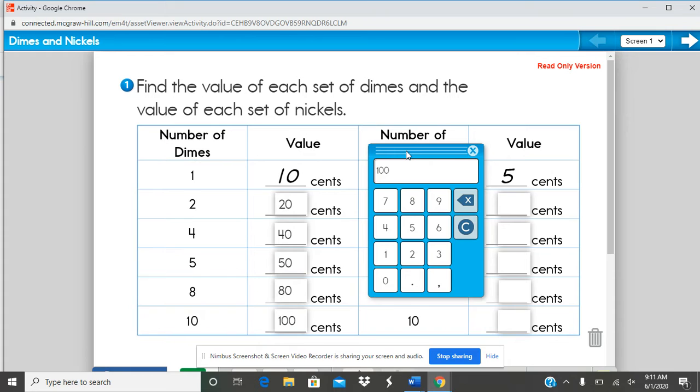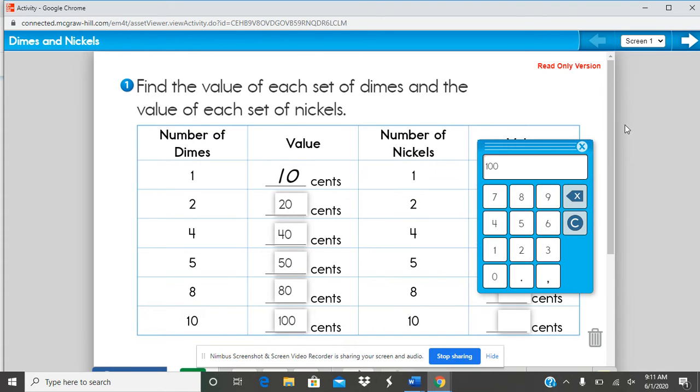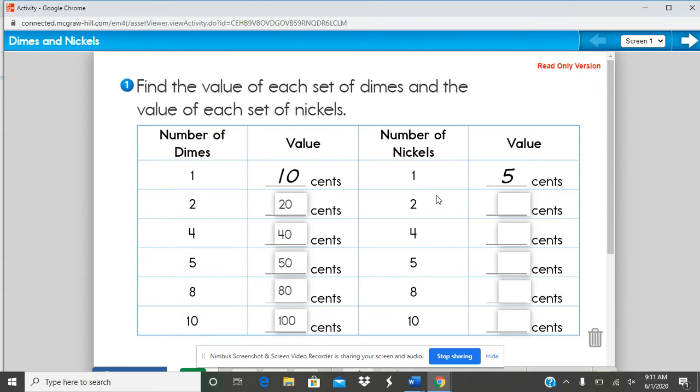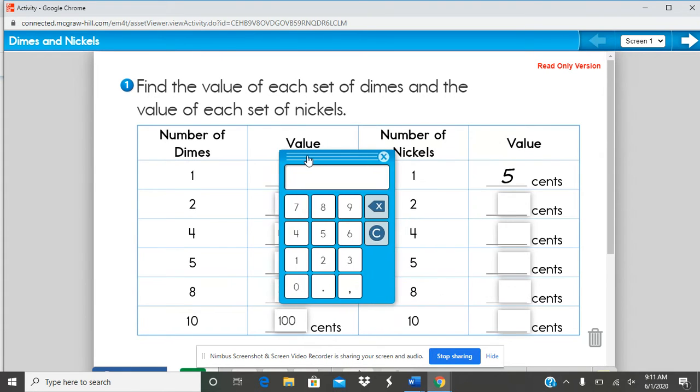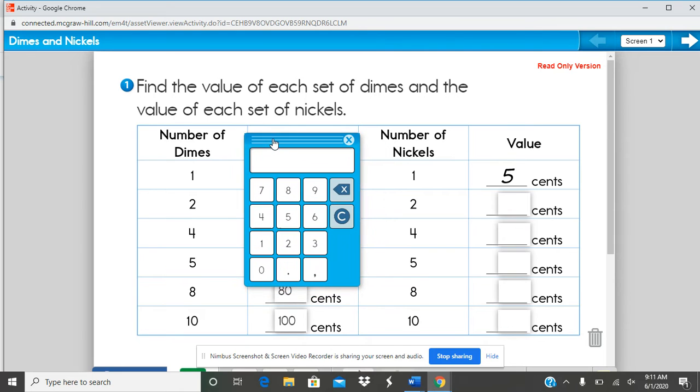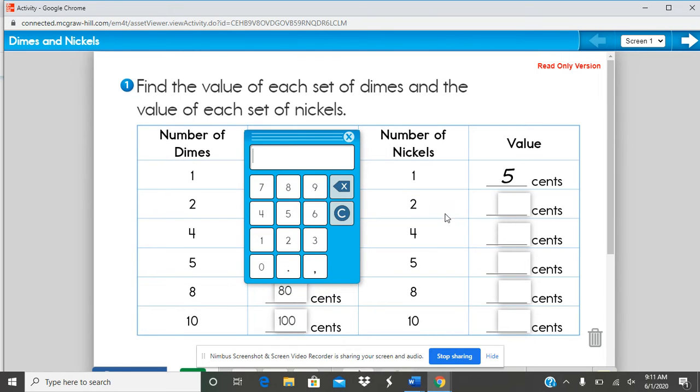So now we're going to move on to our nickels. Okay. So for our nickels, we're going to be counting by fives. Once we fill this out, I'm going to ask you to look for something to see if you notice anything. All right. So I'm going to move this over here and then we'll get that out of the way when we're done. So I have two nickels. One nickel is five. Two nickels is two fives. 5, 10. Right. So 10 cents.